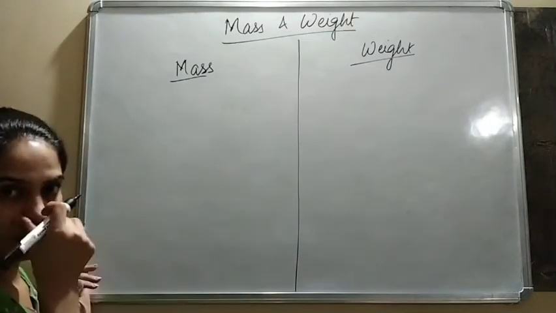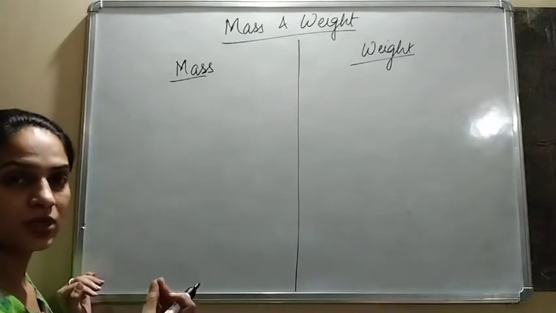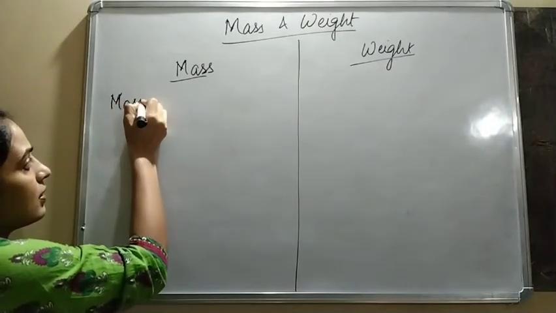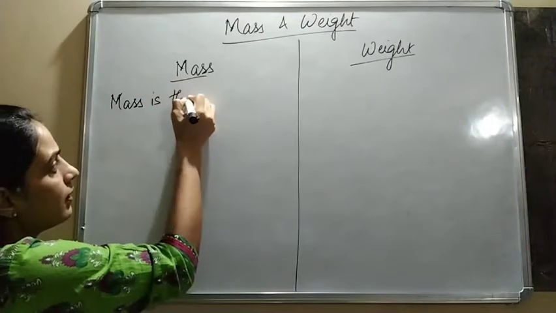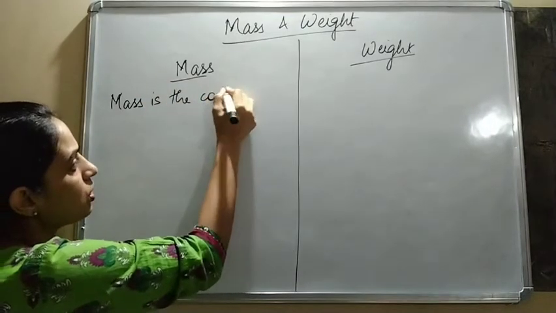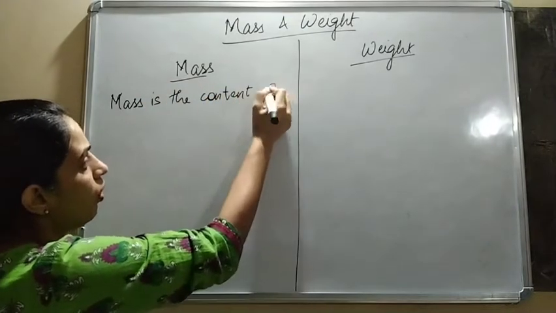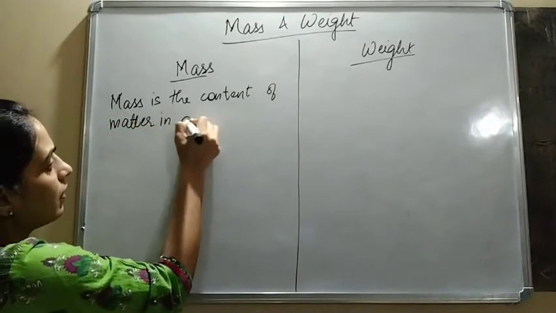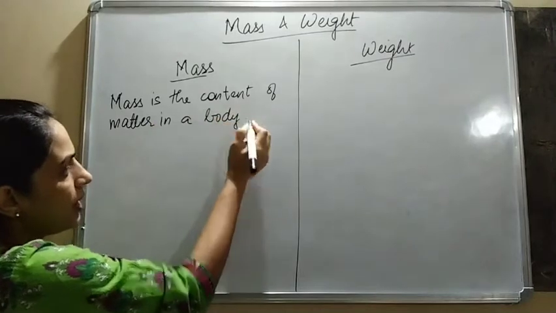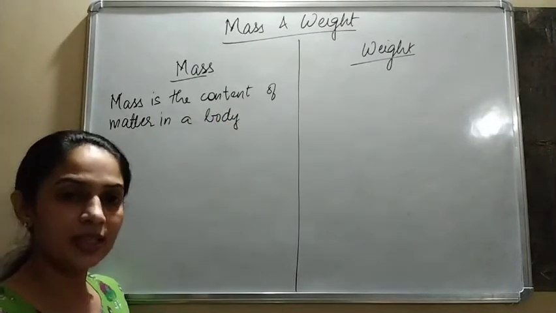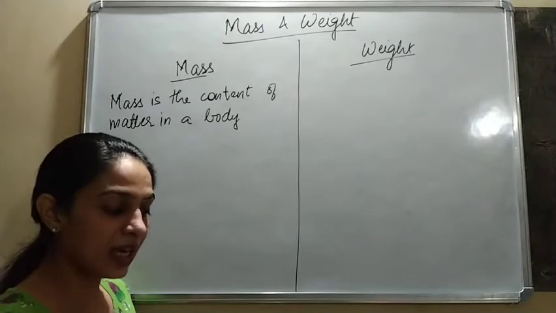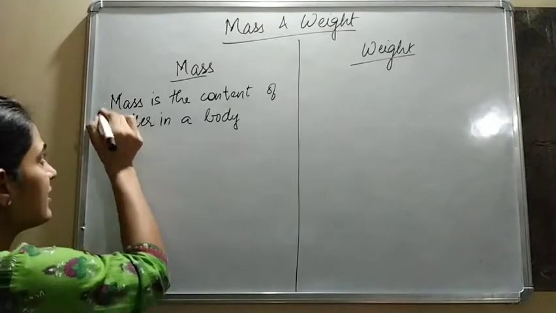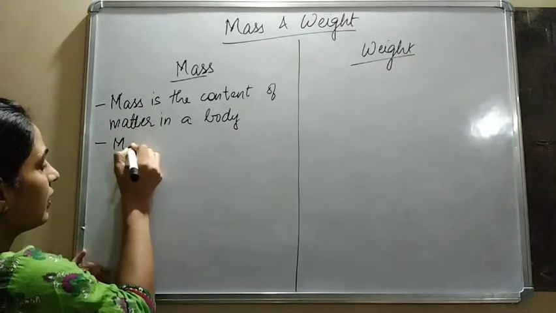What is mass? You must have studied about mass in chemistry. So we know that mass is the content of matter in a body. How much is the matter? How much is the content matter in a body? That is known as its mass. Okay? Mass is a scalar quantity.